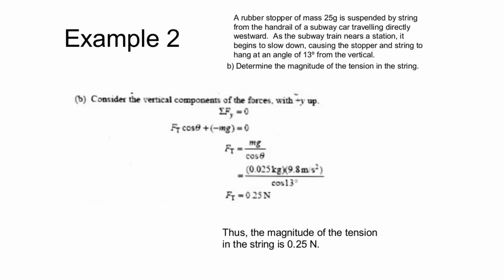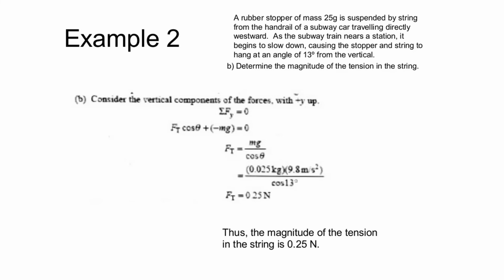Substituting the values, the mass is 0.025 kg, we have converted 25 gram into kilogram. That will be 0.025 kilogram times g value 9.8 meters per second squared divided by cos 13 degrees, and after calculating, F_T is equal to 0.25 Newton. Thus the magnitude of the tension in the string is 0.25 Newton. That is the solution of part B.